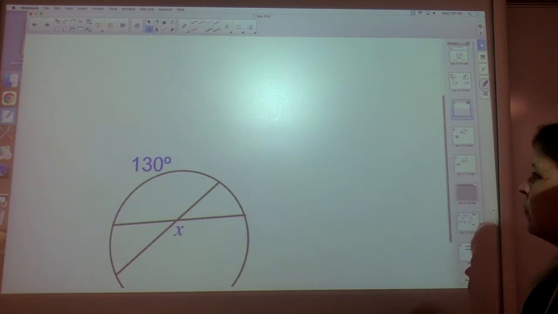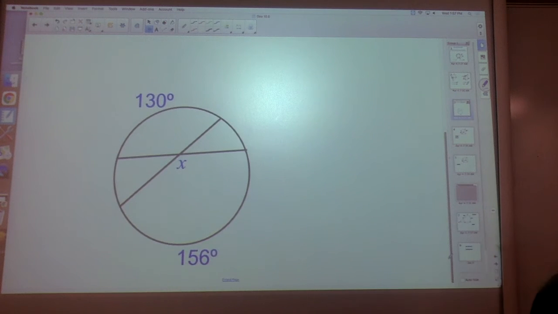All right, let's take a look at the picture. So there's two chords intersecting inside the angle. That's not so bad. They intersect right here.